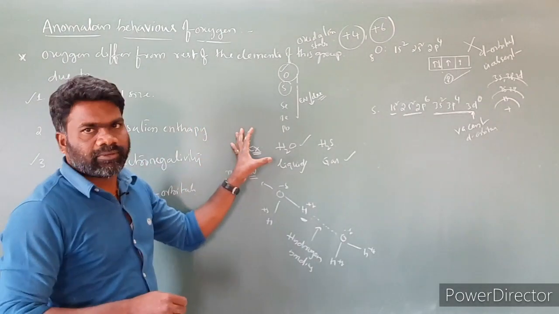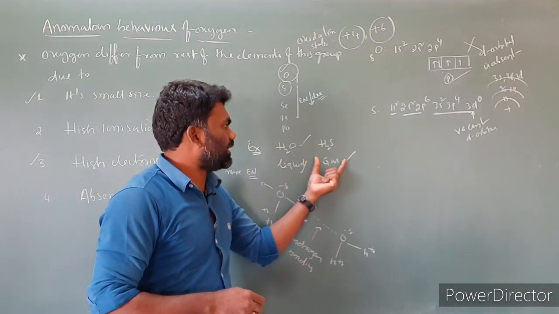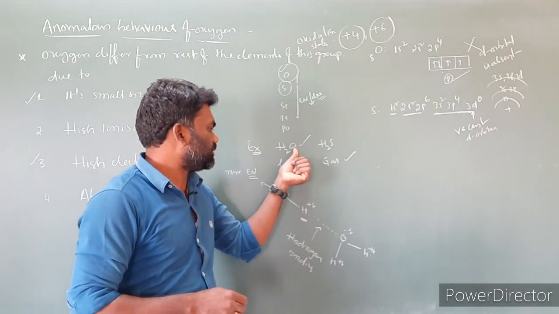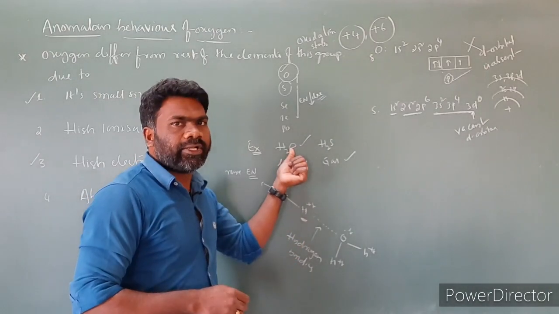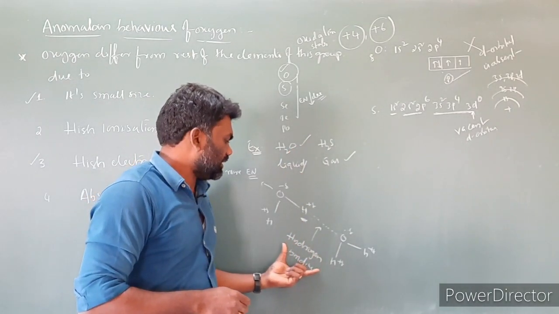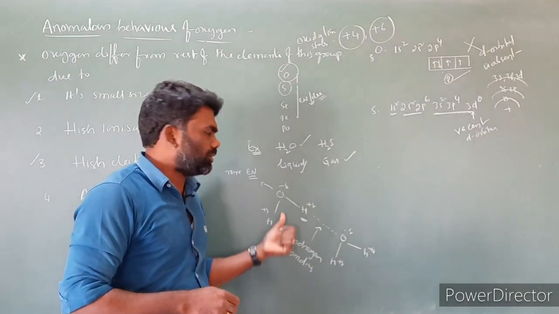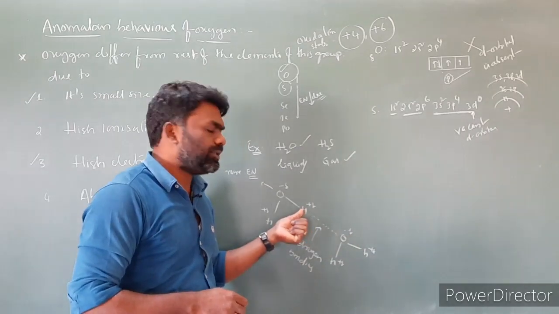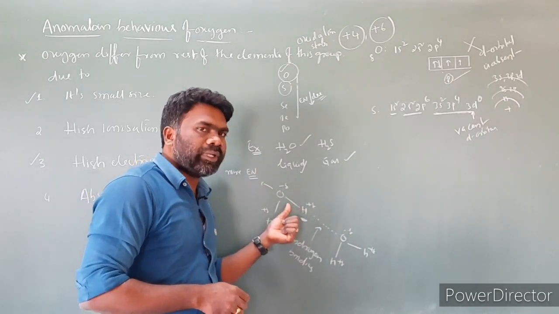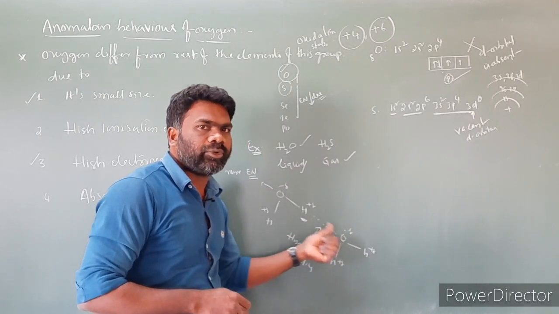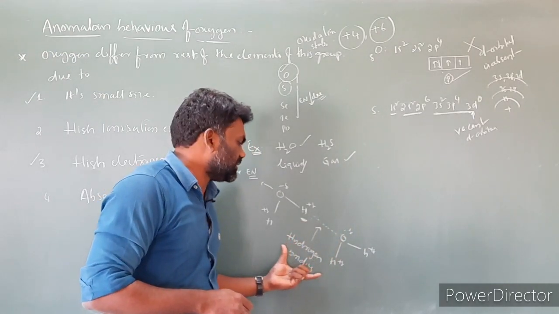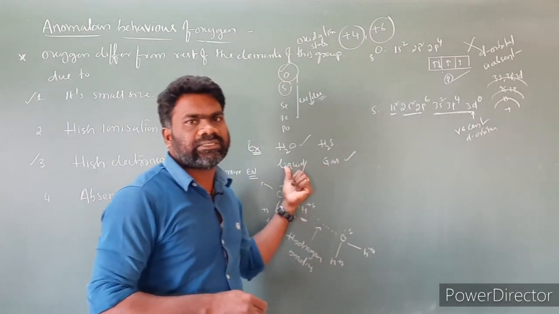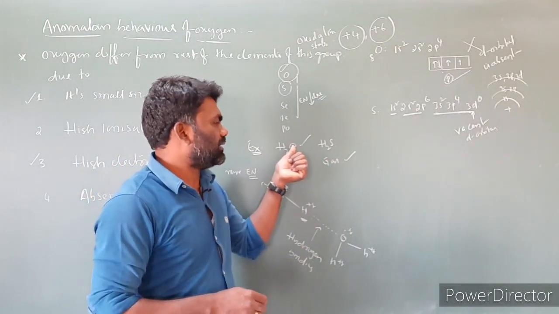So I gave an example: why is water a liquid and H2S a gas? This is the anomalous behavior of oxygen. Oxygen is more electronegative and small in size. As a result, it possesses hydrogen bonding in a water molecule. It forms hydrogen bonds with another water molecule: the hydrogen atom of one molecule and the oxygen atom of another molecule form the hydrogen bond. Due to hydrogen bonding, water can exist in the liquid state. But due to the absence of hydrogen bonding, H2S is a gas. This is the anomalous behavior of oxygen itself.